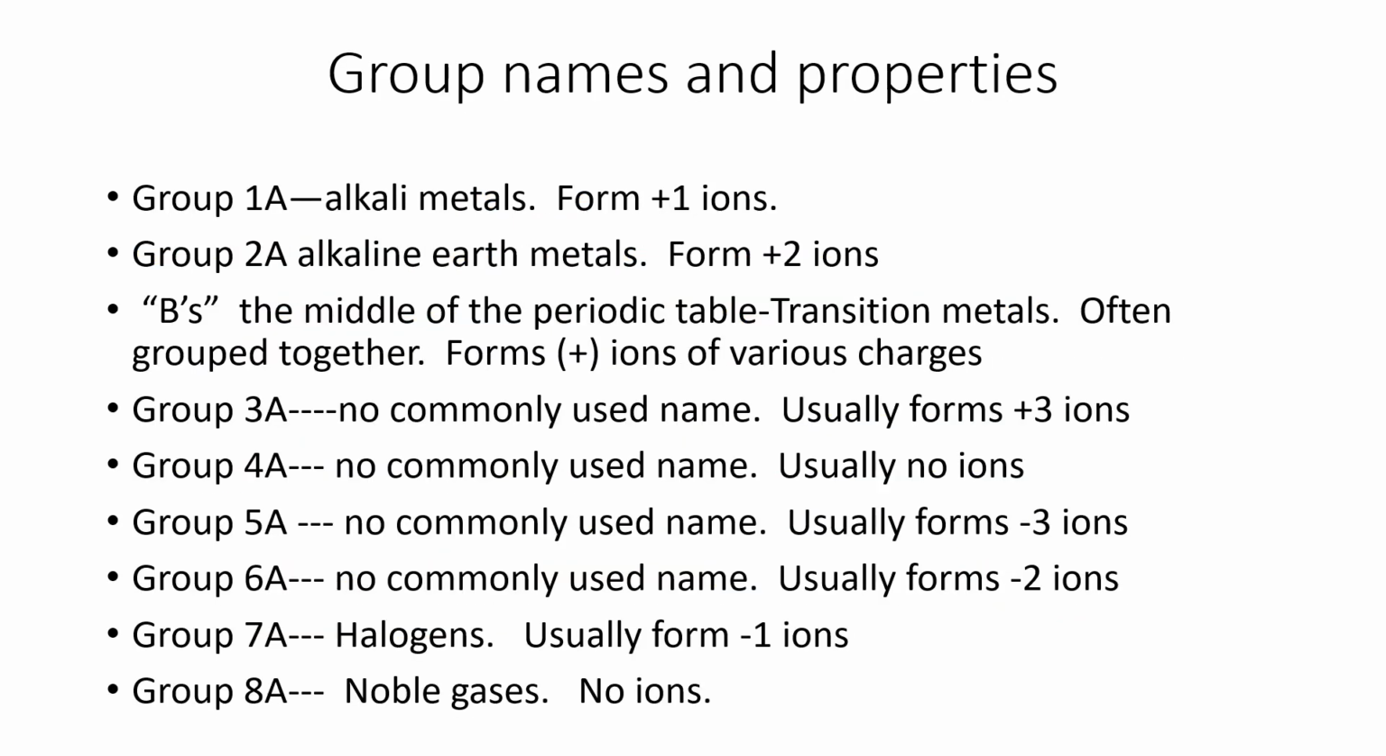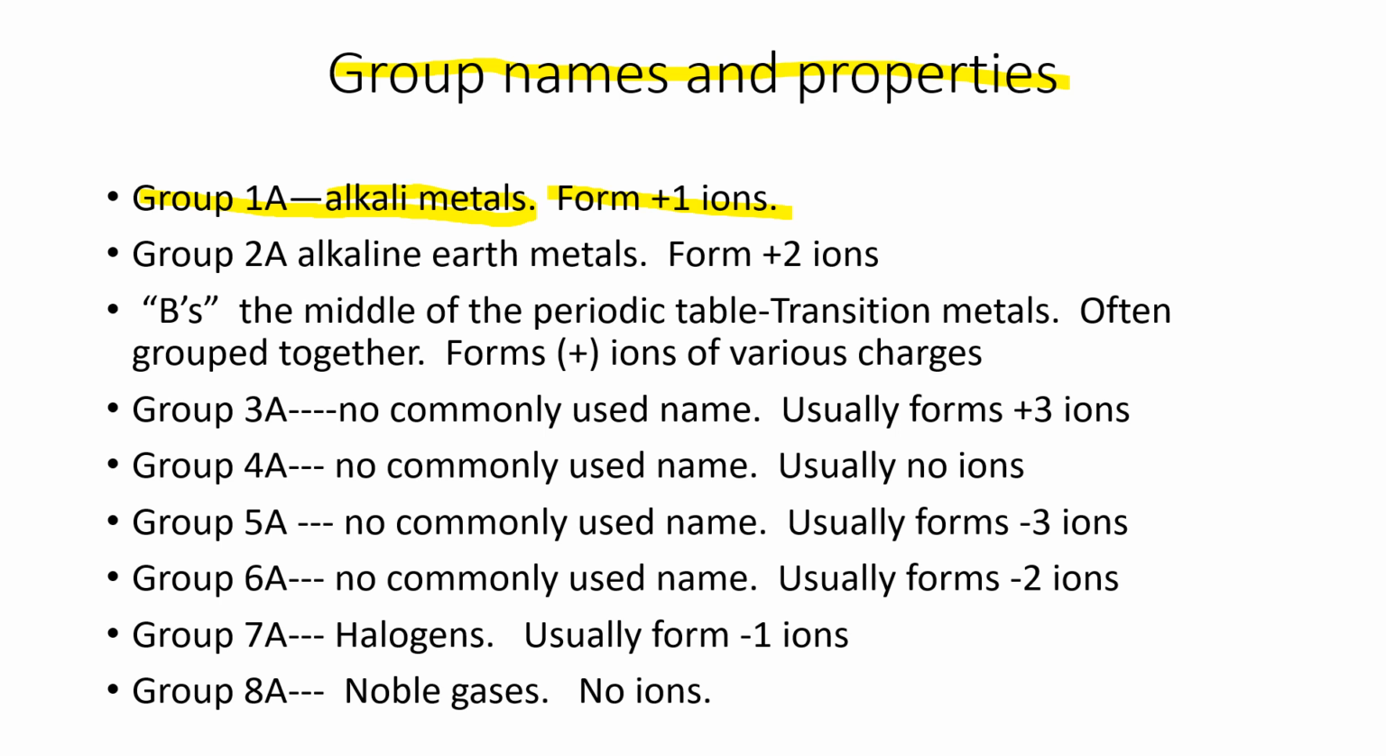So we're going to look at the group names and the properties. Group 1A, the first group that we're looking at, that's hydrogen's group: hydrogen, lithium, sodium, potassium, rubidium, cesium. That group does have a common name we need to be familiar with. Those are the alkali metals. And their common chemical feature that we're going to use this chapter and talk about later is what type of ions they form. Things in group 1A will form +1 ions.